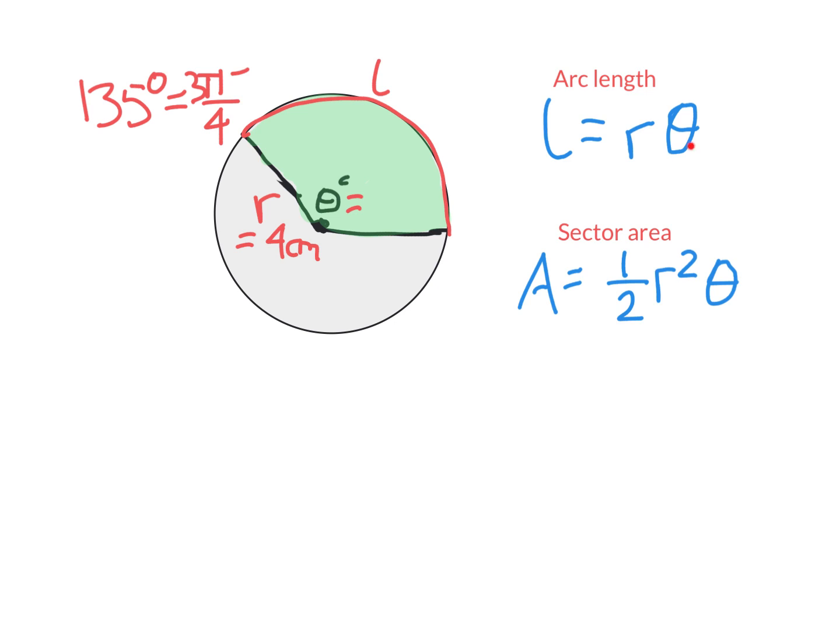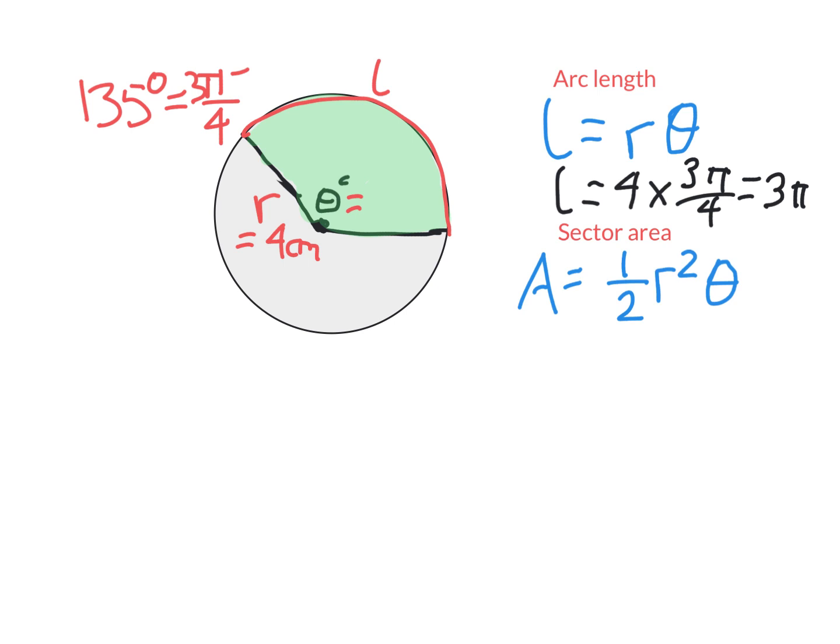When you're using this formula, theta must be in radians. So in this particular example, the arc length would simply be 4 times 3 pi over 4, and that gives you 3 pi. That is the exact length of this arc here. Of course, if you wanted it as a decimal, it'd be about 9.43.